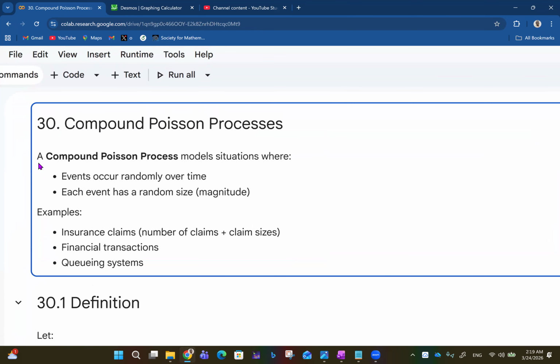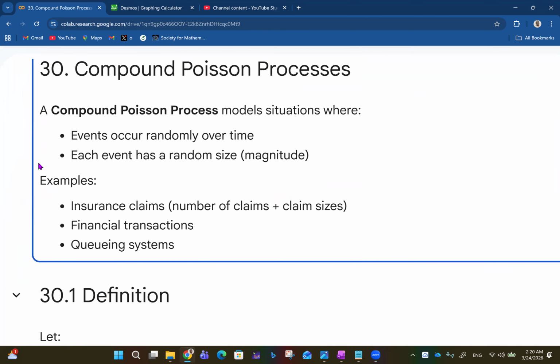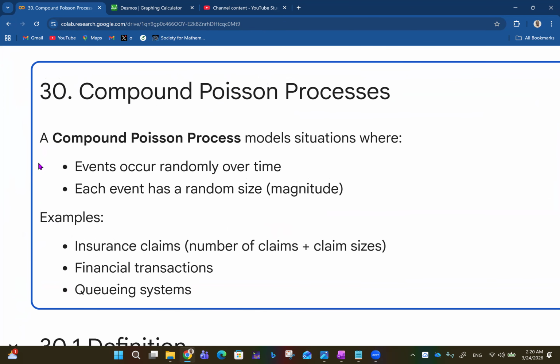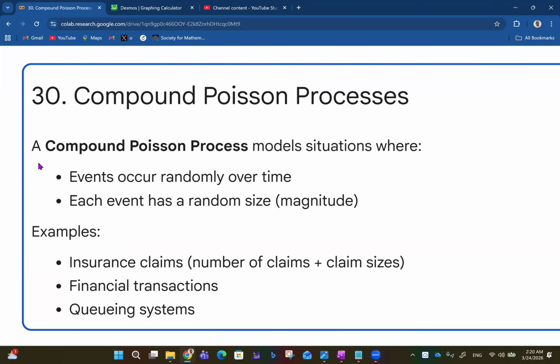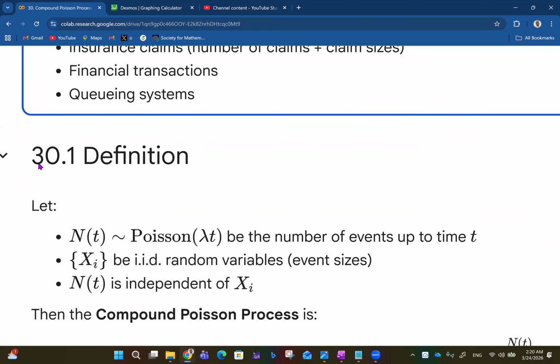Straight off, a compound Poisson process models situations where events occur randomly over time, and then each event has a random size, or what you can call a magnitude. Examples are insurance claims, like the number of claims plus the size of the claims. Insurance claims don't happen that regularly; they are chance events. Then you have financial transactions, queuing systems, and all of that.